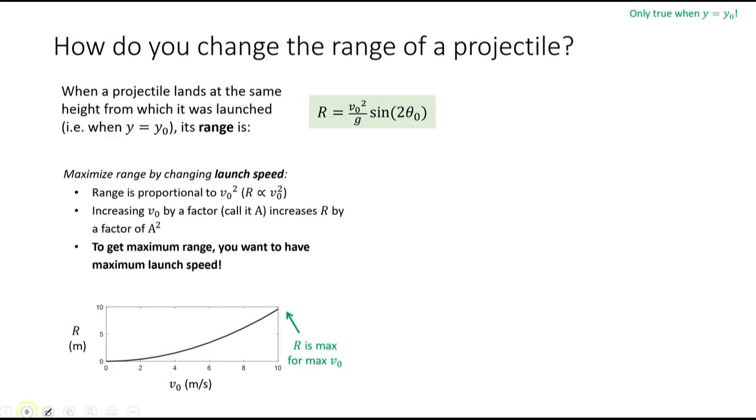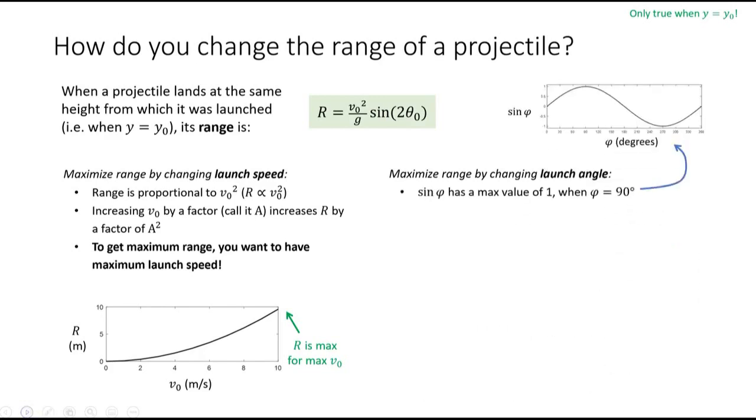Okay, so now the second way that we could think about changing the range of a projectile is by changing the launch angle. So how do we maximize the range by changing the launch angle? Well, here we're going to have to think about this sine function. So what does that sine function really do? I have sine of some angle, and I'm just using a generic angle here. So phi is just a generic angle. I've plotted sine of phi as a function of phi in degrees here. And you can see that it oscillates between -1 and 1. And that's always going to be true for the sine of an angle. And so that means the maximum value of the sine function is always going to be 1.